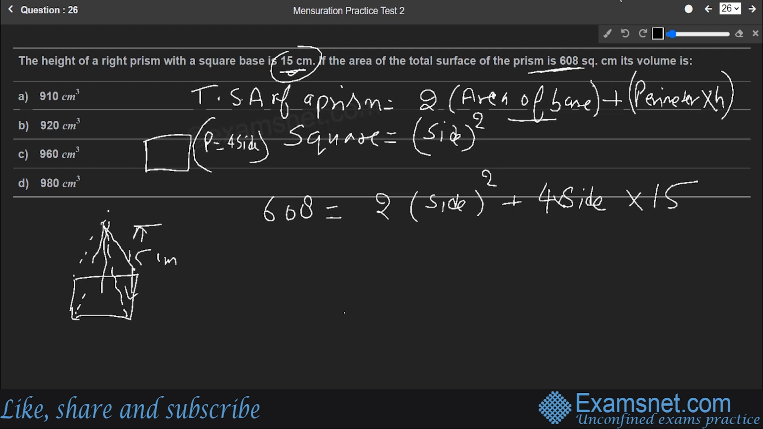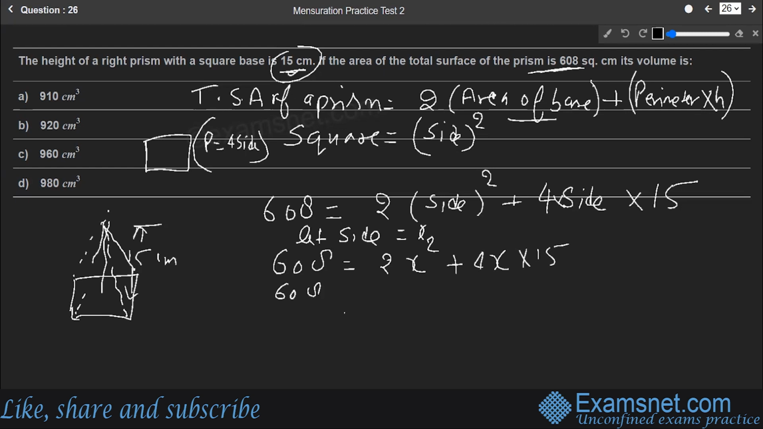So clearly we need to solve this particular equation for the side. Let us assume the side as x. Then we can frame the equation in the form of x. So it's going to be 608 is equal to twice x square plus 4x into 15. If we solve this further, it is 608 equals 2x square plus 60x. We can simplify this and get the equation x square plus 30x minus 304 is equal to 0. This is the equation to be solved.